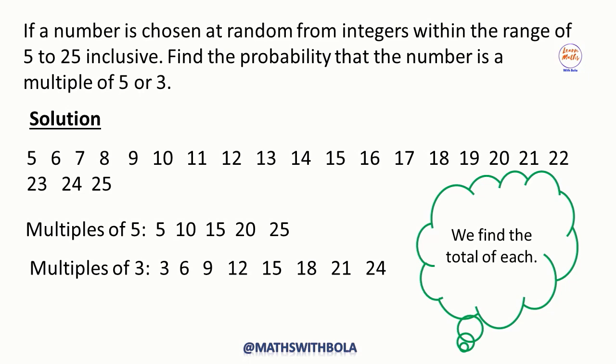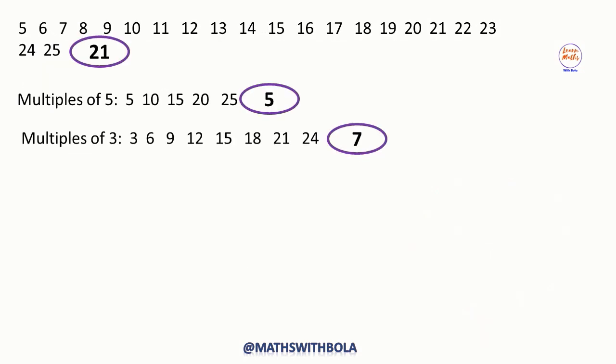We find the total of each. That means we count how many numbers are within the range of 5 to 25, how many multiples of 5 do we have, and how many multiples of 3 do we have. So here we have it on the screen. You have 21 numbers within the range of 5 and 25. Then we have 5 multiples of 5. And also 7 multiples of 3.